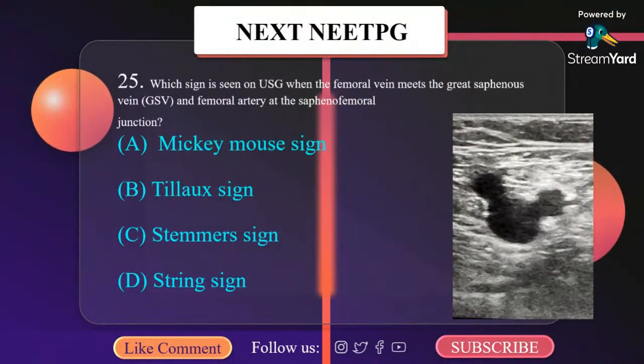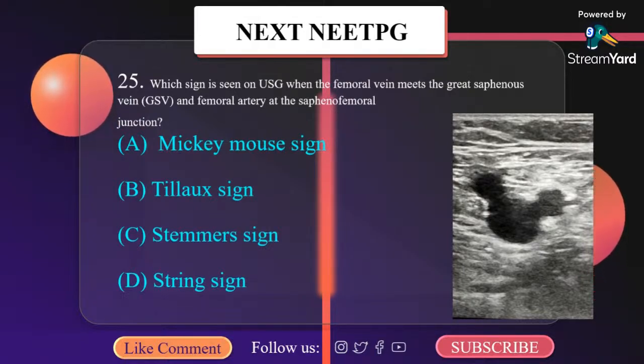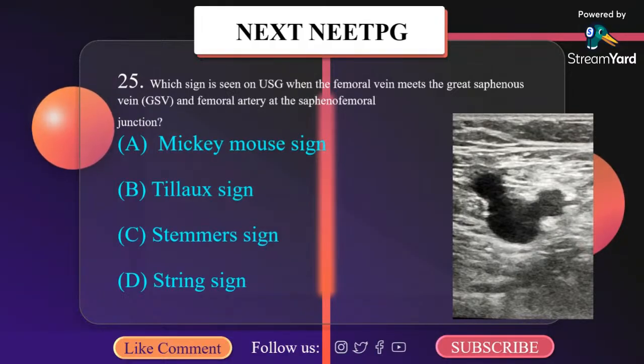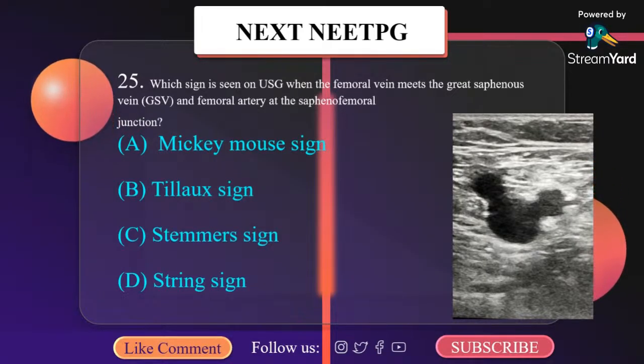Which sign is seen on USG when the femoral vein meets the great saphenous vein and femoral artery at the saphenofemoral junction? It is the Mickey Mouse sign. It represents the normal anatomy of the common femoral artery, common femoral vein, and the great saphenous vein on ultrasound at the level just inferior to the inguinal crease.